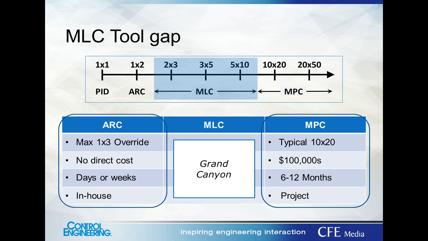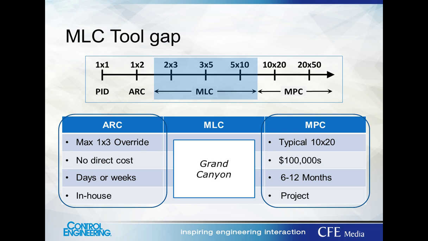Let's take a closer look at these MLC gap applications. The first thing I want to emphasize is it's a big gap in the APC toolbox. About the biggest ARC application that can reasonably be done is a 1x3 override. ARC is typically implemented by existing on-site control engineers, so there is little or no cost. It typically takes a few days or weeks and is entirely owned and operated in-house.